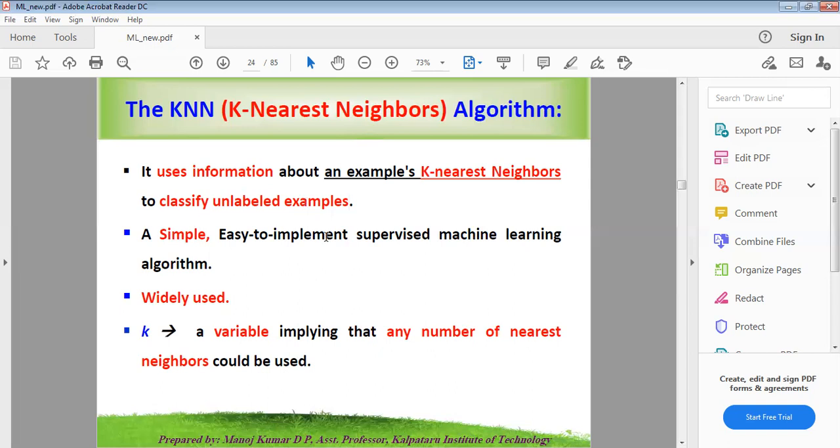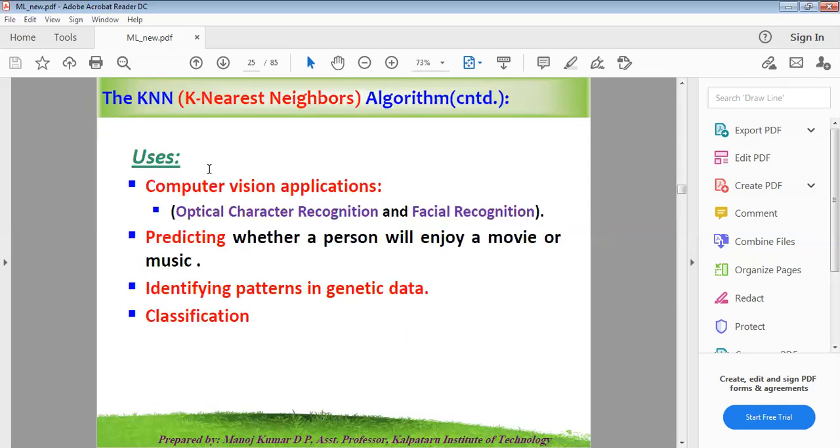It is a simple, easy to implement supervised machine learning algorithm, widely used with a K. What is K? K is a variable which tells how many nearest neighbors are to be used. What are its uses? It is used in computer vision applications like character recognition and facial recognition, predicting whether a person will enjoy a movie or music, and identifying patterns in gene data and classification.